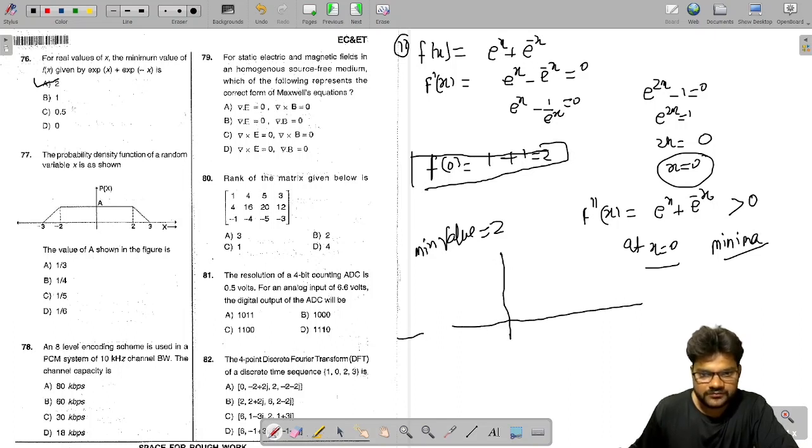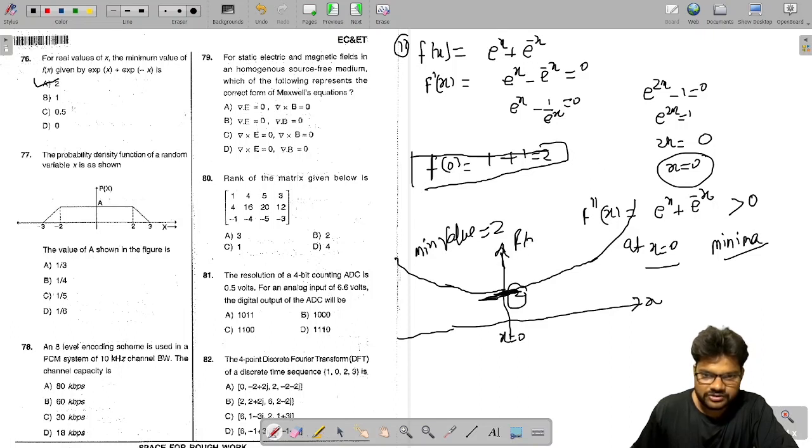If you plot, at x equals infinity this term is going to be infinity and this is going to be 0, so you will get infinity. At x equals minus infinity you also get infinity, and at x equals 0 you are getting 2. So this plot will be somewhere like this, and it has its minimum value at x equals 0, that is 2. Otherwise this function keeps increasing till infinity. So by graph also you can conclude that the minimum value of this function is 2.